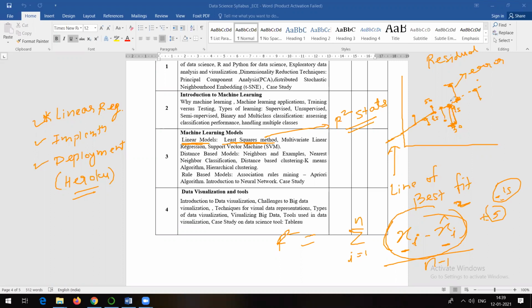If you people remember the line of best fit, this is what we started with when we talked about linear models. We actually covered this least square method in that case only. Talking about multivariate linear regression, this is the example which we have seen in case of implementation.